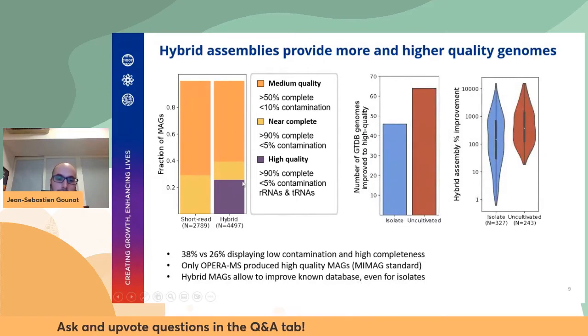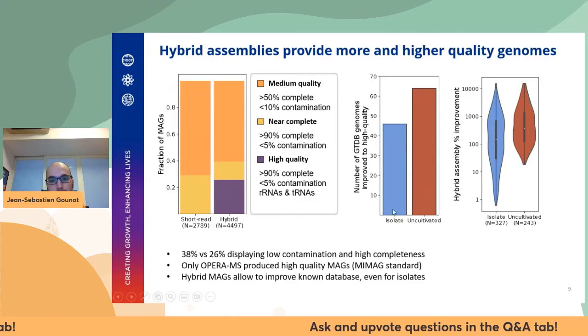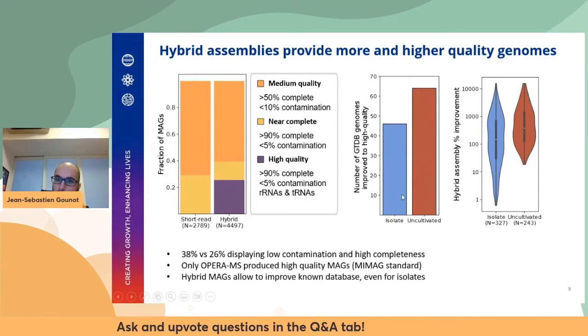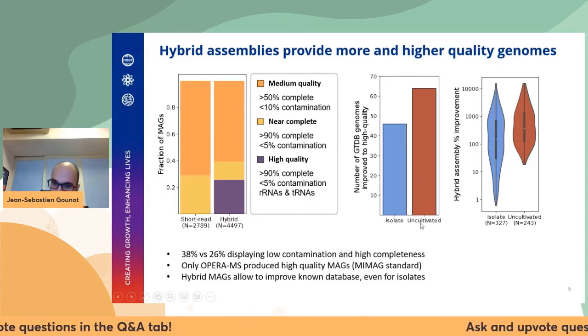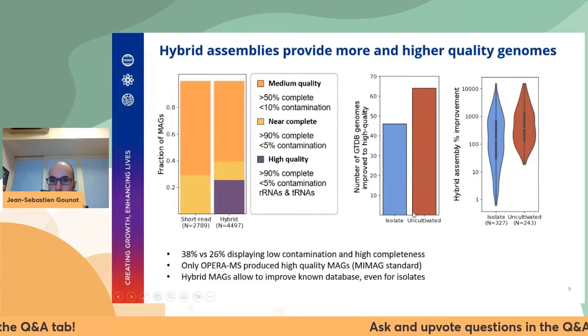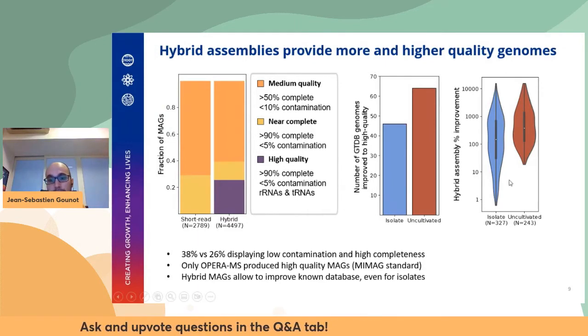And interestingly, when we look at this high quality and we compare that to what is available in the public database, GTDB in this case, we can see that we can improve from medium to high a fair number of MAGs. And interestingly, it's not only uncultivated, but also isolates. And we also have an improvement of the contiguity of these MAGs, especially for the uncultivated ones.